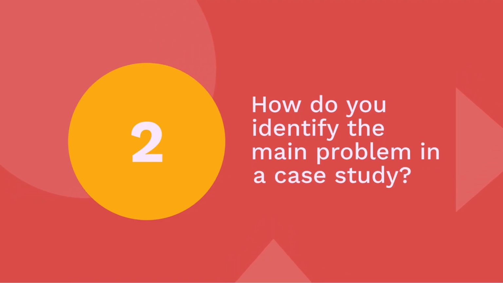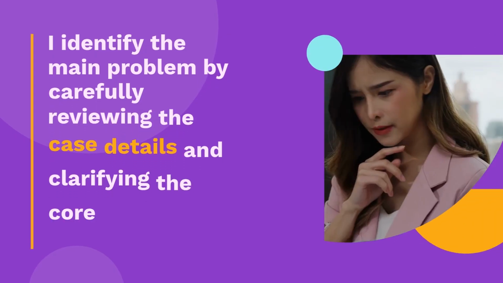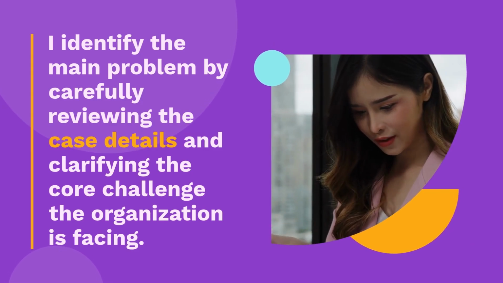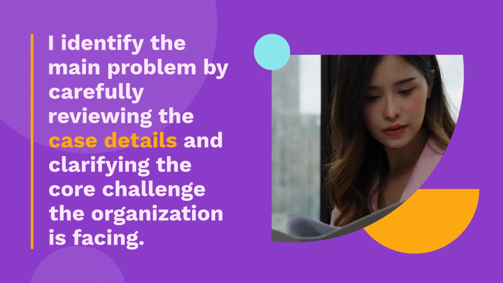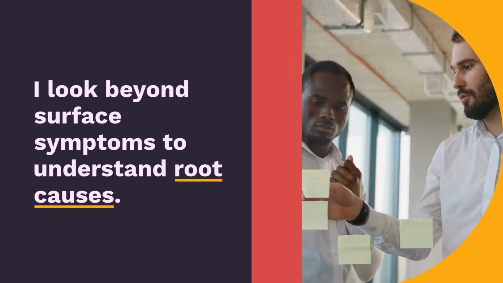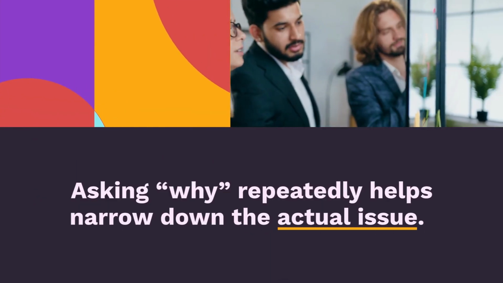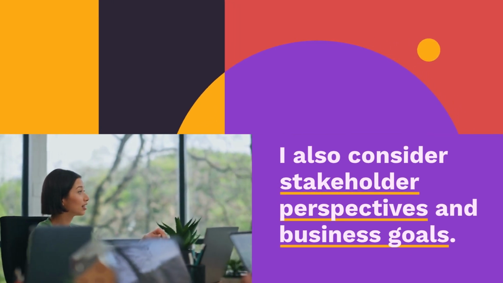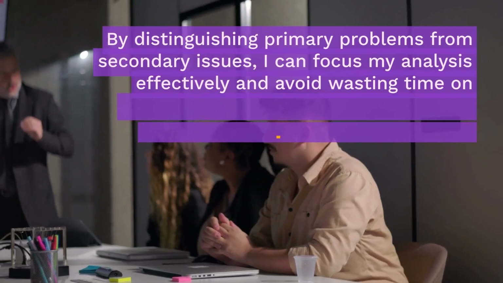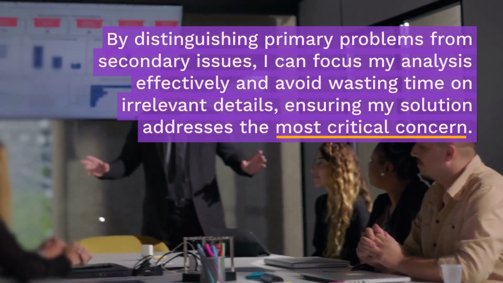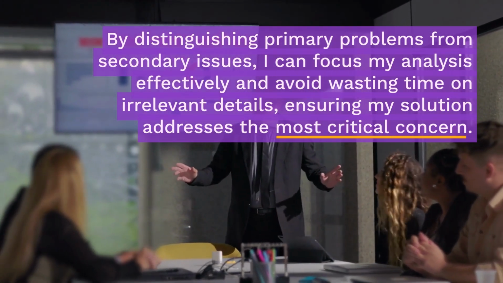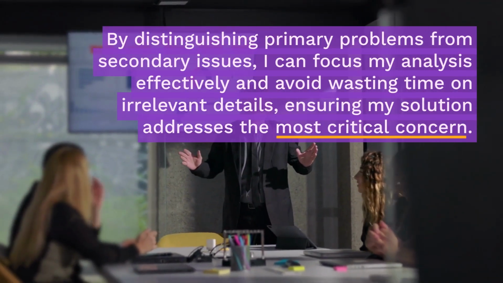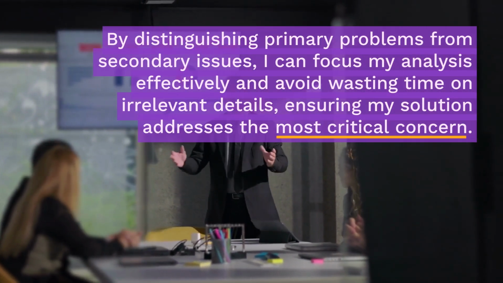2. How do you identify the main problem in a case study? I identify the main problem by carefully reviewing the case details and clarifying the core challenge the organization is facing. I look beyond surface symptoms to understand root causes. Asking why repeatedly helps narrow down the actual issue. I also consider stakeholder perspectives and business goals. By distinguishing primary problems from secondary issues, I can focus my analysis effectively and avoid wasting time on irrelevant details, ensuring my solution addresses the most critical concern.